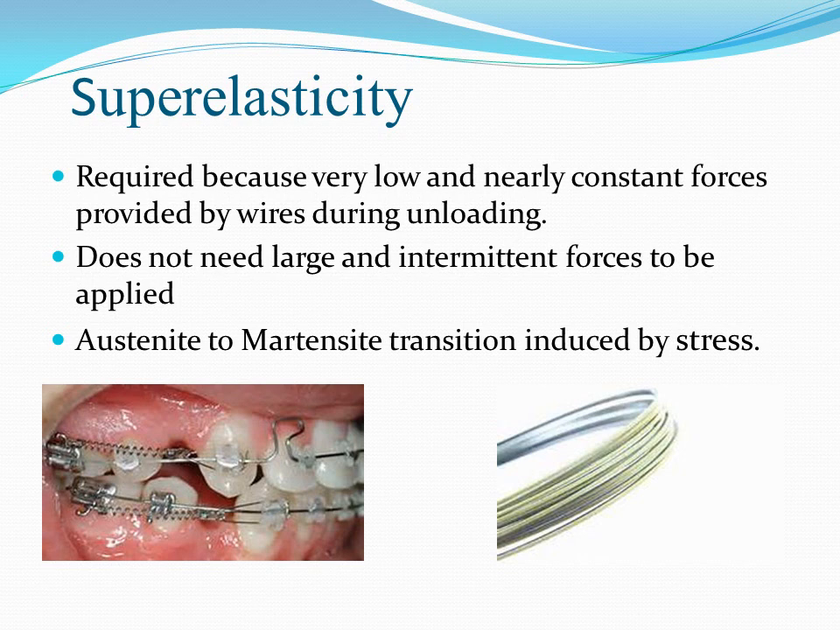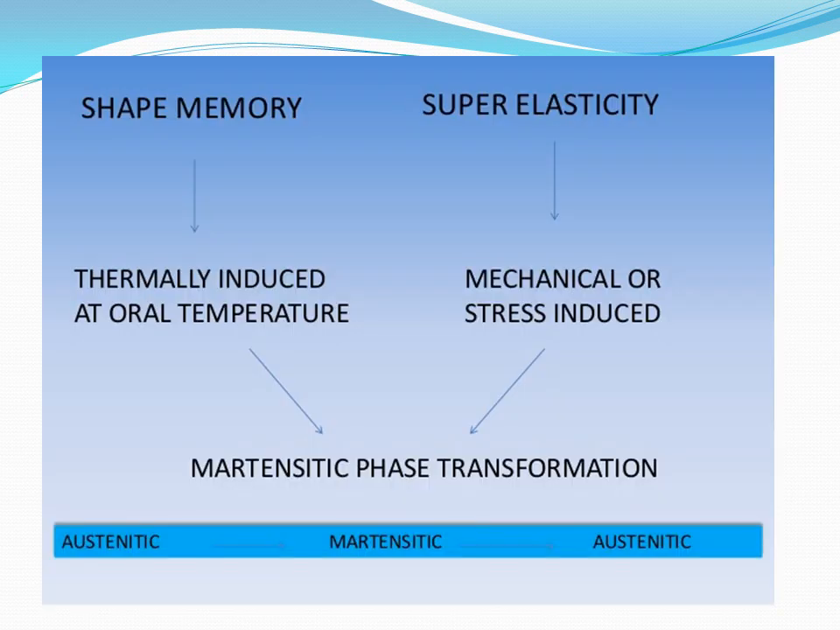However, in shape memory, the change is due to temperature, and in case of super elasticity, this change is due to stress. So that is the major basic difference between super elasticity and shape memory. This diagram explains it in a much better way. Shape memory is thermally induced at oral temperature, super elasticity is mechanically or stress induced, and there is a phase transformation from austenitic to martensitic. And again, if we cool down the martensitic form, it converts into the austenitic form at room temperature.